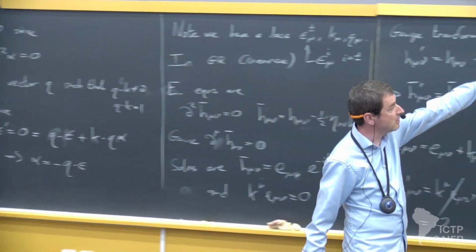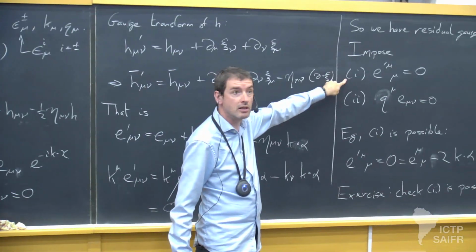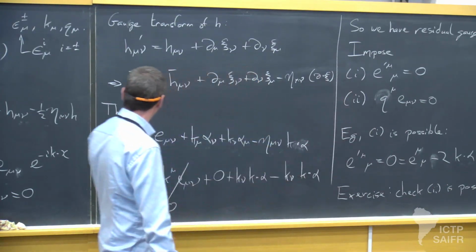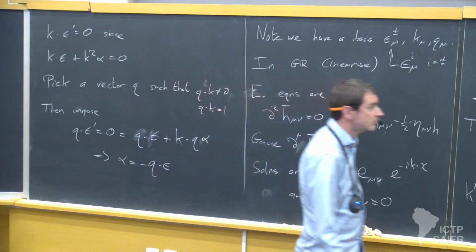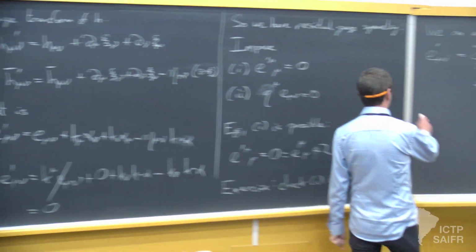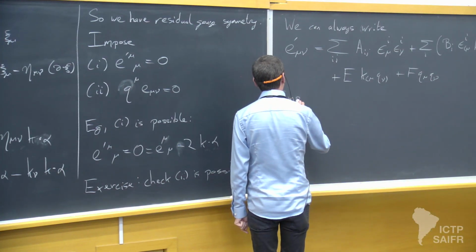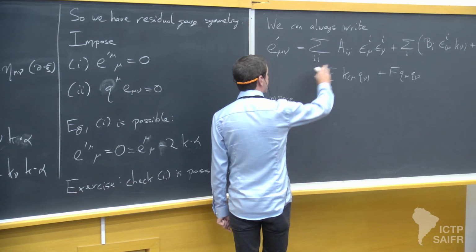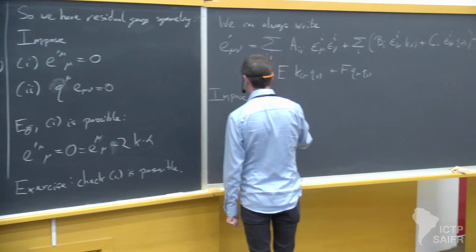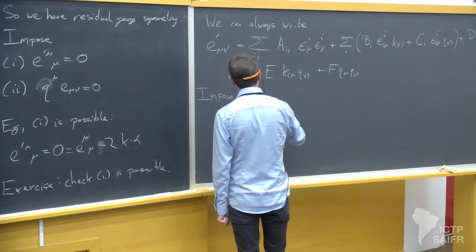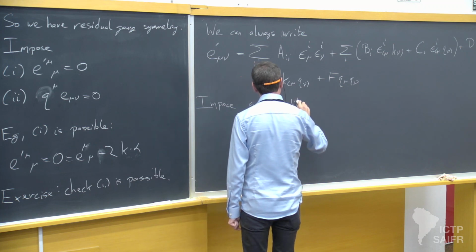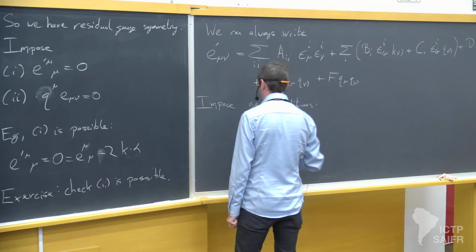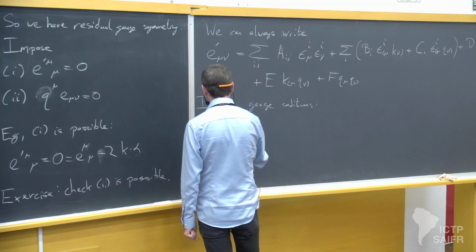But now I can go and impose these conditions. There's these 2 conditions and the de Donder condition, right? So I can impose these to fix some of these numbers here, these A's, B's, C's, and D's. So, the de Donder condition.